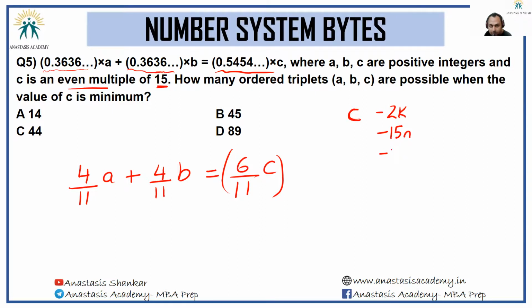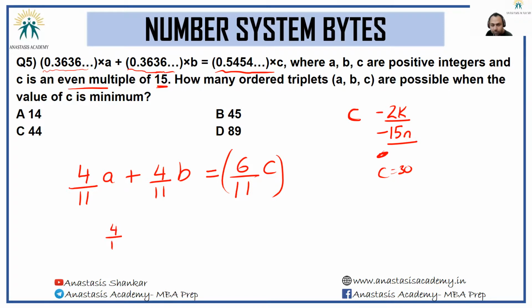Why do I care if it is a multiple of 11? Is it necessarily so? No, it is not necessarily a multiple of 11. So let C be equal to 30. If it is an even number and a multiple of 15, let it be 30.